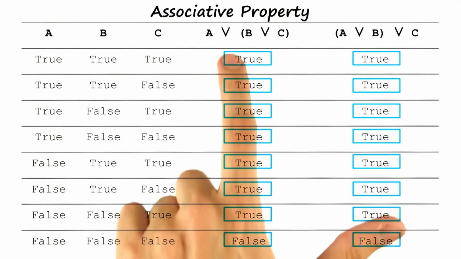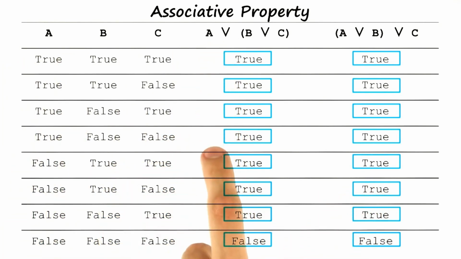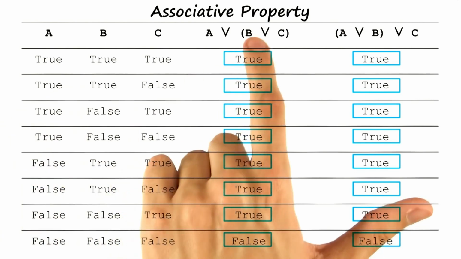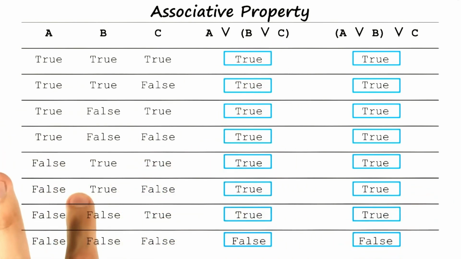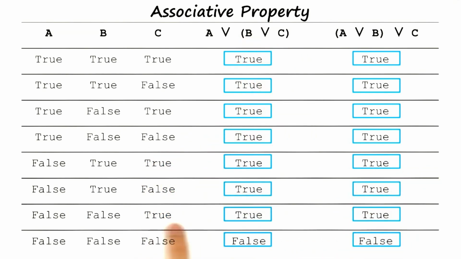So like before, because this is an or, as soon as we see that A is true, we can go ahead and write down true for all of these. When A is false, we just need to evaluate B or C. When B is true, we know it's already true. And then if B is false, we need to look at C. If C is true, then it's still true. And if C is false, then all three are false, and that's the only time it's false.